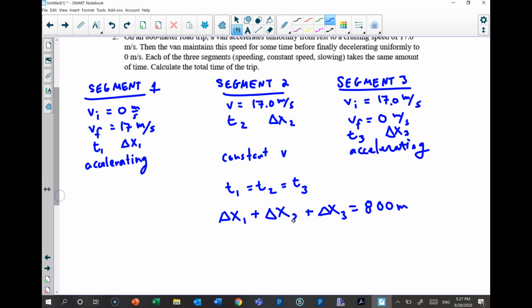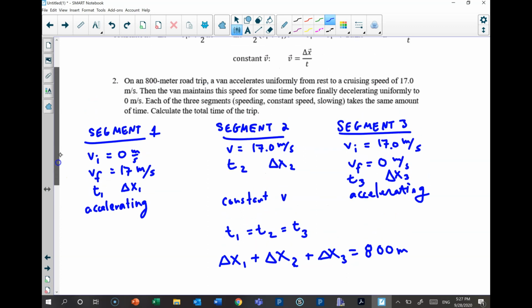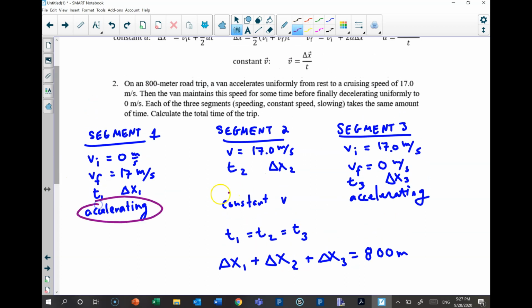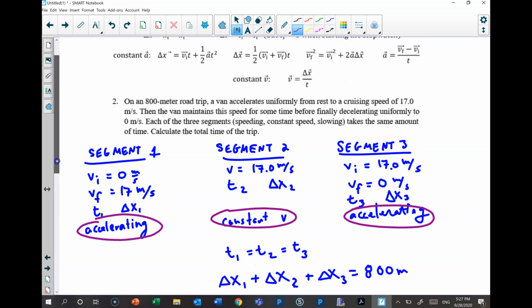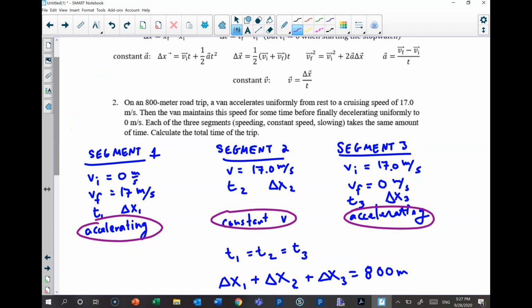So how can we solve this problem? The first thing we need to do is acknowledge these conditions, because those 3 things I circled determine which equations we are allowed to use. If you have constant acceleration, then you need one of these equations here. And for segment 1 and segment 3, that's what we need. Which makes the most sense? Well, I've got VI, VF, T, and delta X. I've got some information about those 4 things. Which equation has those 4 things? It's this one. So let's write that equation down for the first segment.